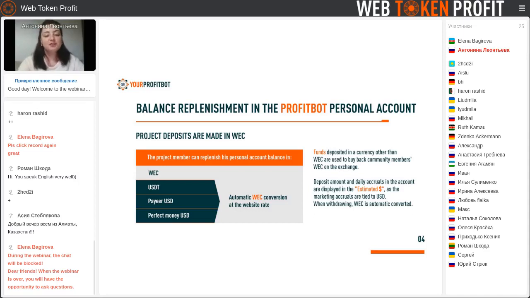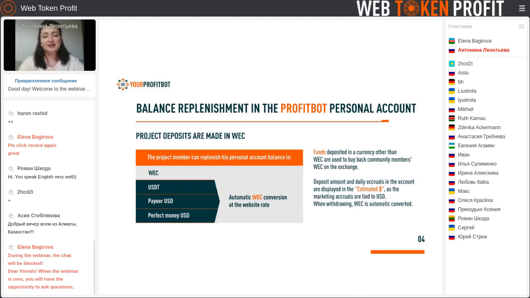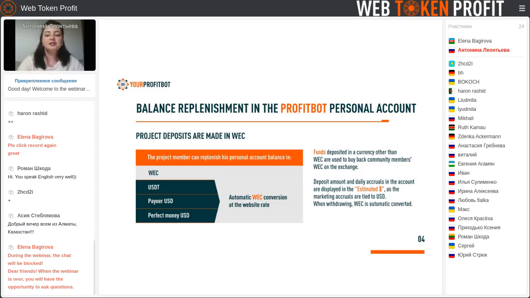In this project, for the first time, you have the opportunity to replenish not only in WEG but also in USDT using Payeer or Perfect Money wallets. This is also done to help inexperienced beginners. A person doesn't need to open his or her own crypto wallet, study trading on an exchange, buy coins there, and perform other operations. After registration in the project, any member can transfer USDT to his or her balance using the most familiar transfer method, Payeer or Perfect Money.